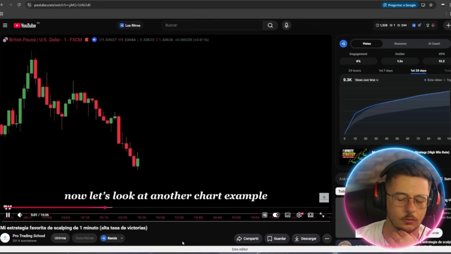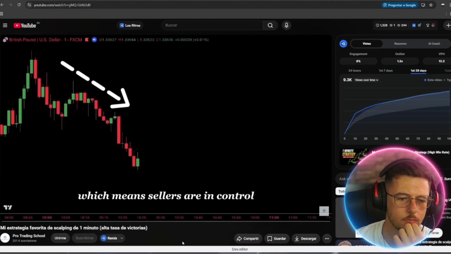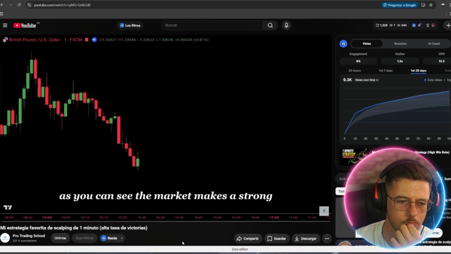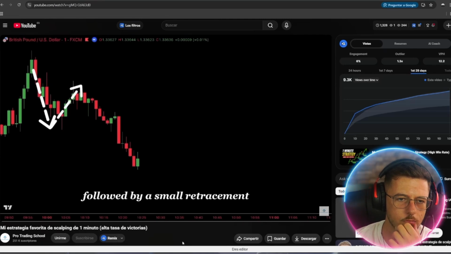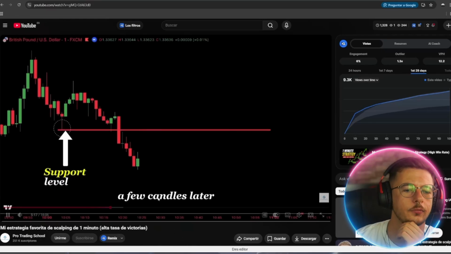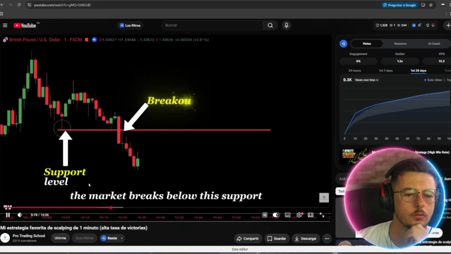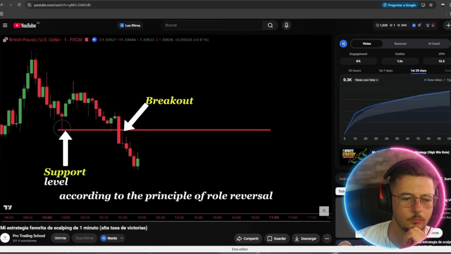Now let's look at another chart example. This is a downtrending market, which means sellers are in control. As you can see, the market makes a strong, impulsive move to the downside, followed by a small retracement. Here we have a clear support level, so let's draw it on the chart. A few candles later, the market breaks below this support. Once the breakout occurs, the support level becomes a new resistance according to the principle of role reversal.